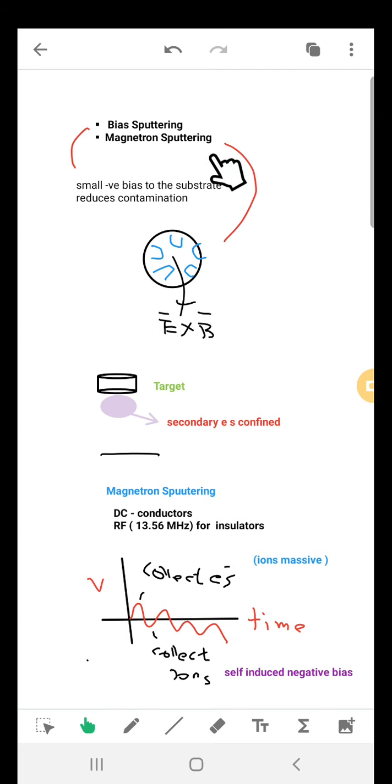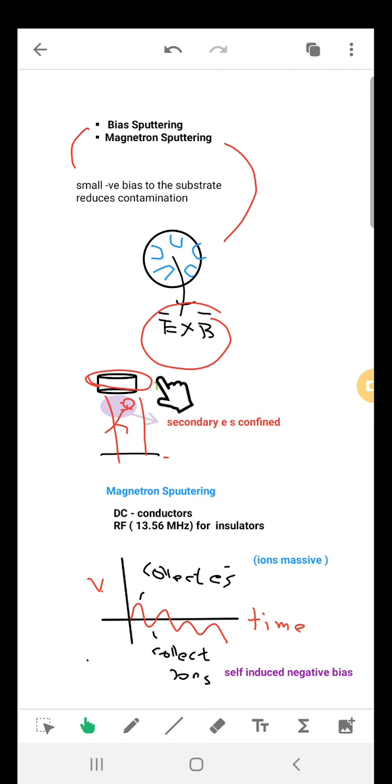The second method is called magnetron sputtering. A magnetron is a device where magnets are placed in a circular fashion so that we get a crossed electric and magnetic field. This magnetron is placed just behind the target, and due to this E cross B field, there is confinement of secondary electrons, or the charges get confined just below the target, in the line of sight. This is the line of sight, this is the substrate. That is why the sputtering efficiency increases.